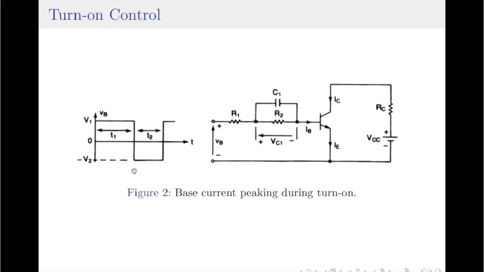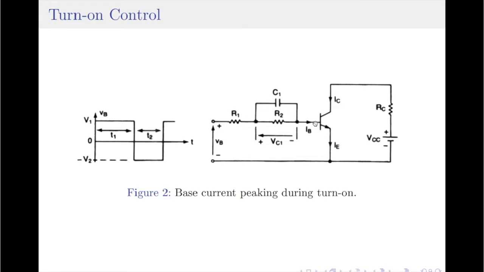The circuit that is shown in figure 2 here provides base current peaking during both turn on as well as turn off. One of the interesting features of this circuit is that it provides equal turn on and turn off times. Assume that the input voltage VB is increased from 0 to V1 at time t equals 0. At this instant, the capacitor is shorted and therefore the base current flows through the capacitor.